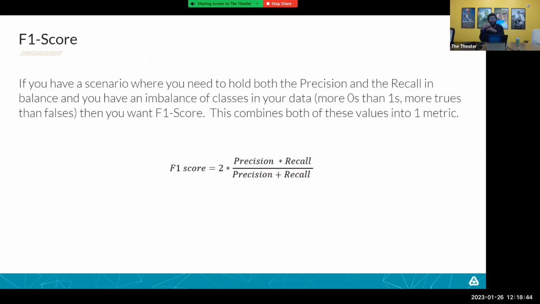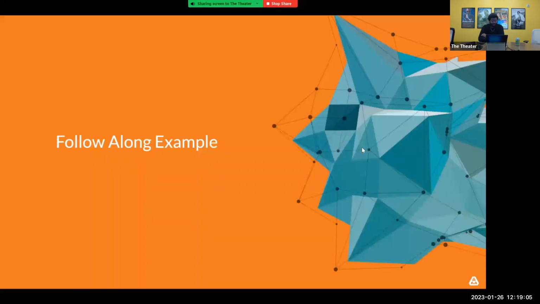It works really well when you have that imbalanced data set, so more zeros than ones, more trues than falses, more makes than misses, and so forth. It allows you to keep both of them in check. And then for the data scientists playing along at home, this is what's called the harmonic mean, which just means it keeps both of them in check. And so that's our F1 score.